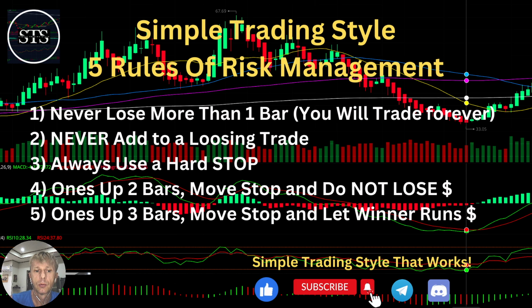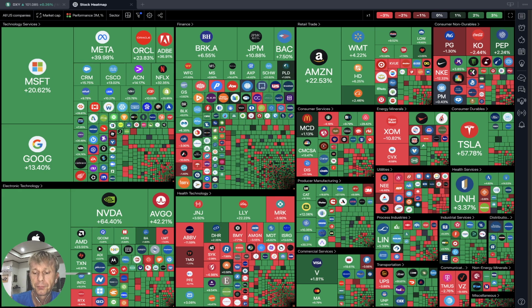As usual, let's move to the 5 rules of risk management. Remember, we always have to use this protection, this risk management, if you want to be successful. Please read it and use it. Let's move to TradingView.